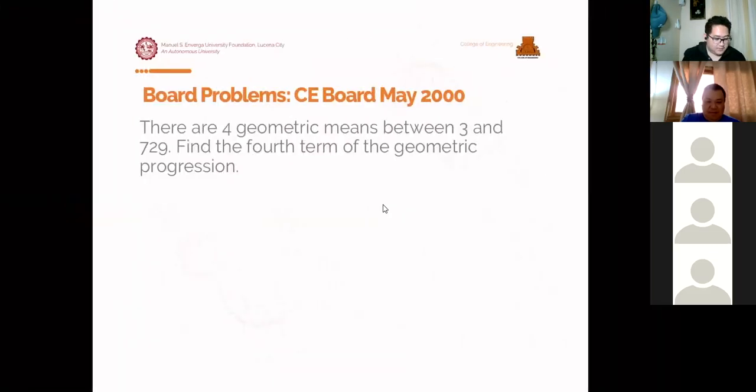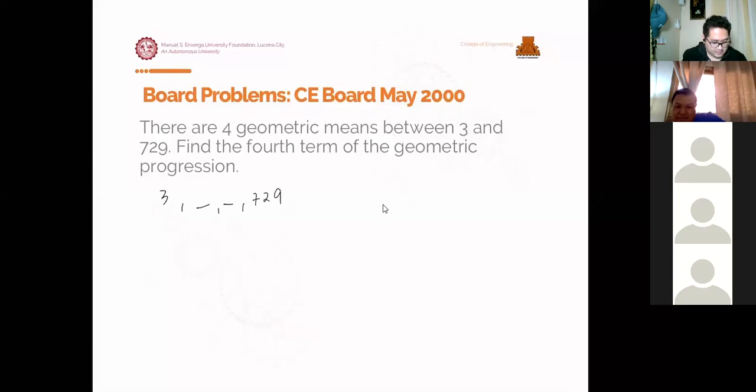Okay, so there are 4 geometric means between 3 and 729. Okay, find the fourth term of the geometric progression. Okay, so anong ibig sabihin? Okay, 729. 4 geometric means between 3 and 729. So meron tayong 3, tapos may 4, tapos meron tayong 729.